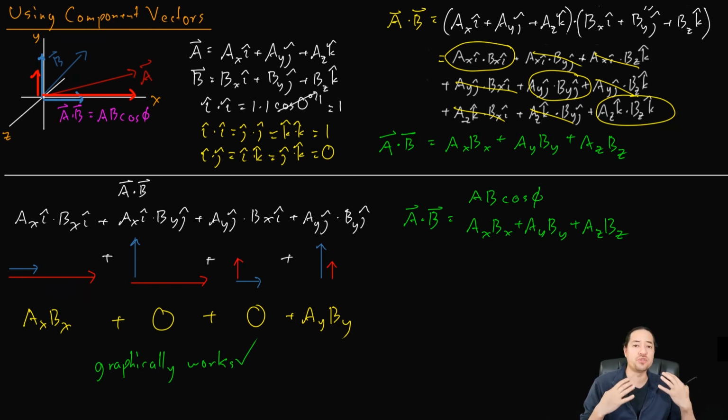Hopefully this gives you some intuition about how the dot product works and 2 different ways to calculate it, using unit vectors and also using the angle of separation.